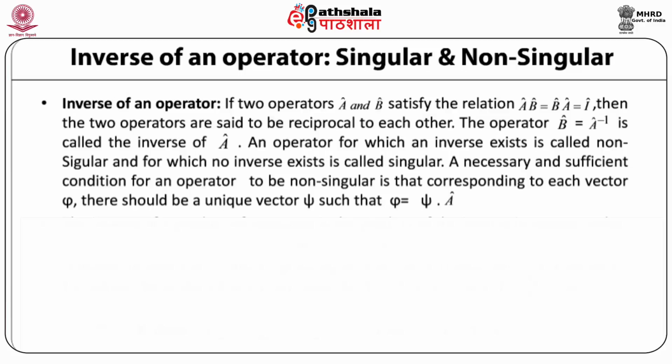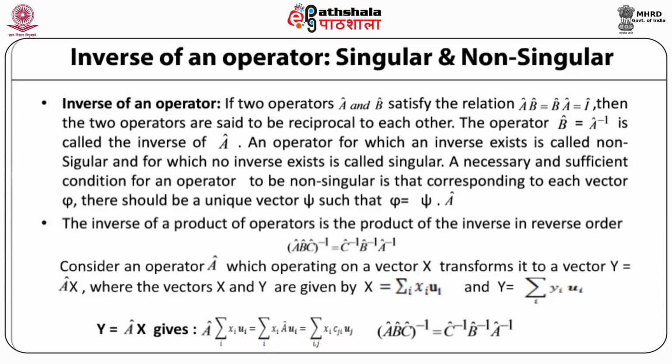A necessary and sufficient condition for an operator to be non-singular is that corresponding to each vector phi, there should be a unique vector psi such that phi is equal to operator A acting on the vector psi. The inverse of a product of operators is the product of the inverses in reverse order.